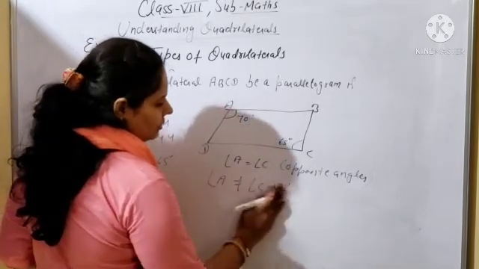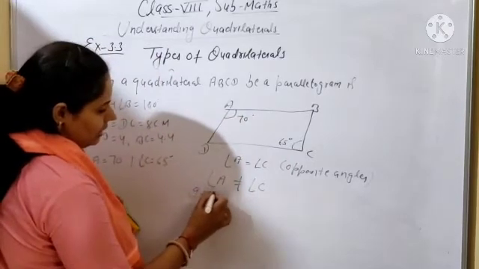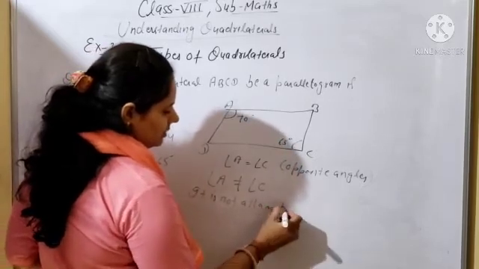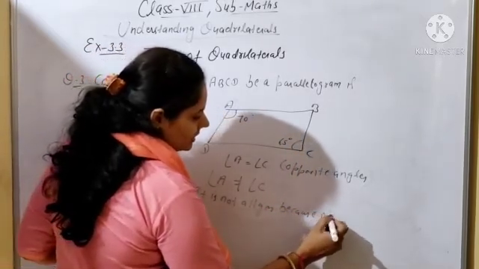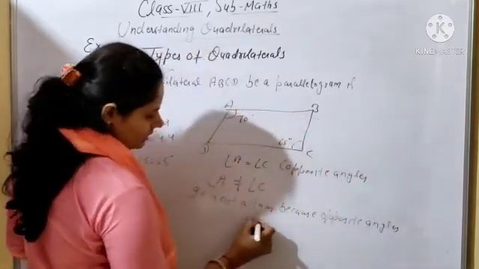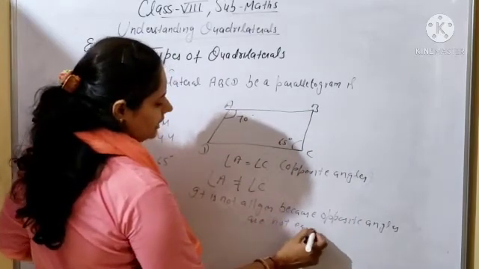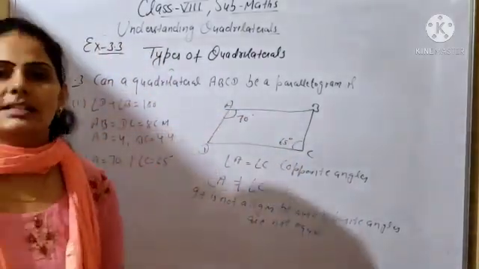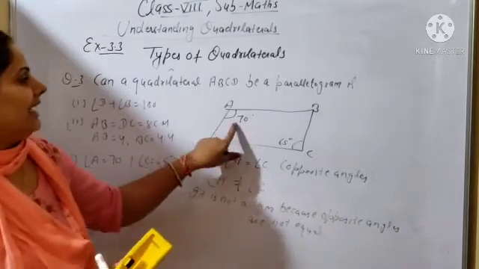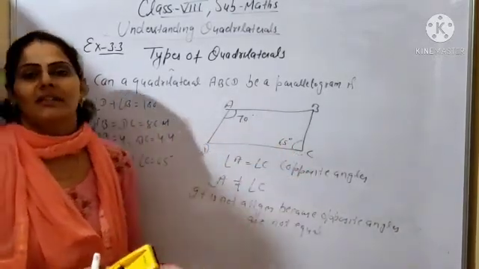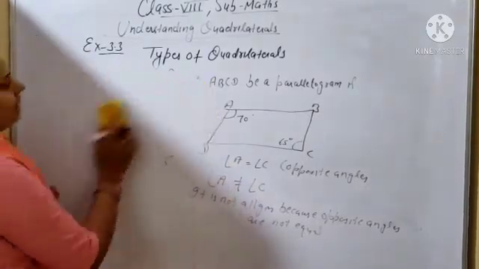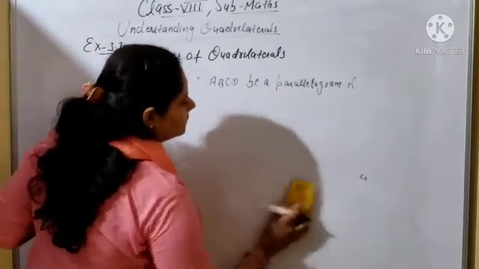So you will write: it is not a parallelogram because opposite angles are not equal. Clear? According to the property of a parallelogram, opposite angles should be equal, but here A is opposite to C. A is given as 70 and C is given as 65. Opposite angles are not equal, so it is not a parallelogram. Clear? Next question, beta. Question number 4.